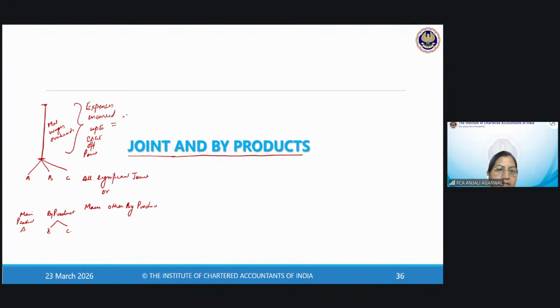Which may also be called joint cost or pre-separation cost. So the whole chapter is about how you are going to divide these joint costs or pre-separation costs amongst the joint products, or the main product and byproduct.